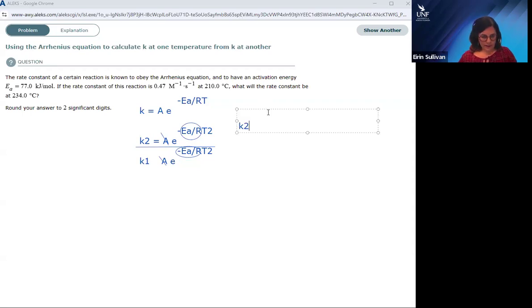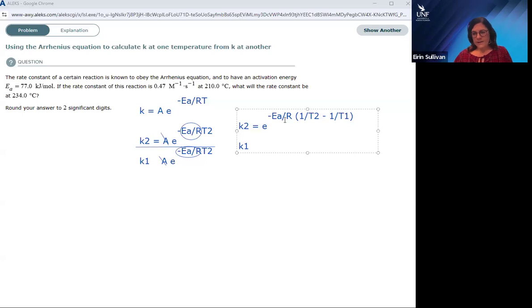k2 over k1 is going to be, and don't forget the minus, if we take that Ea out, e to the power of minus Ea over R, and then that will be 1 over T2 minus 1 over T1. So we simplified that a little bit. That's supposed to be a capital R.